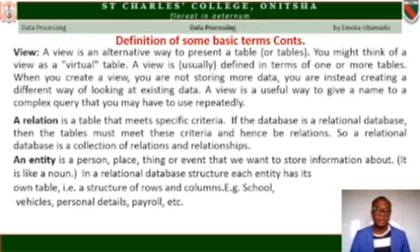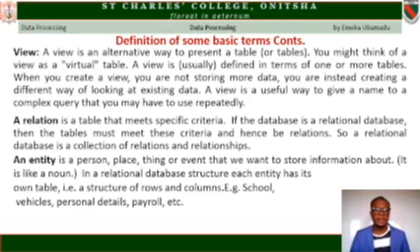The next is relation. A relation is a table that meets specific criteria. If the database is a relational database, then the tables must meet these criteria and hence be relations. So a relational database is a collection of relations and relationships.